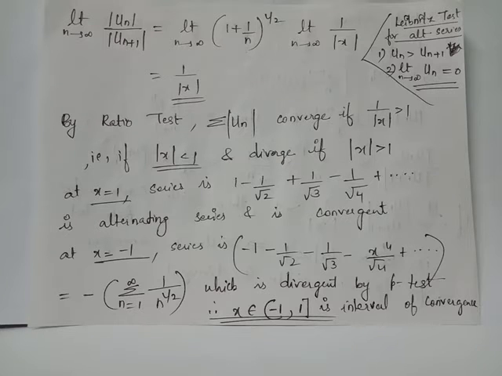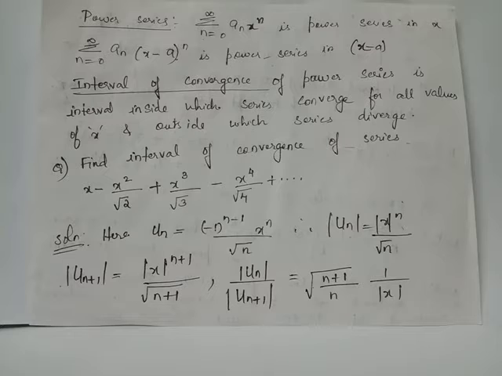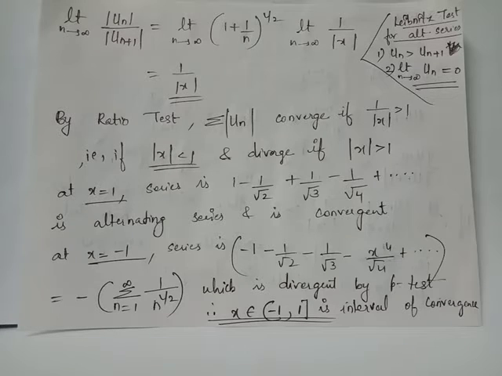Now we will analyze the situation at x equals 1. When you give x equals 1 in the given infinite series or the power series, it becomes 1 minus 1 by root 2 plus 1 by root 3 minus 1 by root 4 plus etc. At x equals 1, the given power series becomes an alternating series, that is a series with positive and negative terms which occur alternatively. First term 1 is positive, second term 1 by root 2 is negative, the next term 1 by root 3 is positive, the next term 1 by root 4 is negative, and so on.